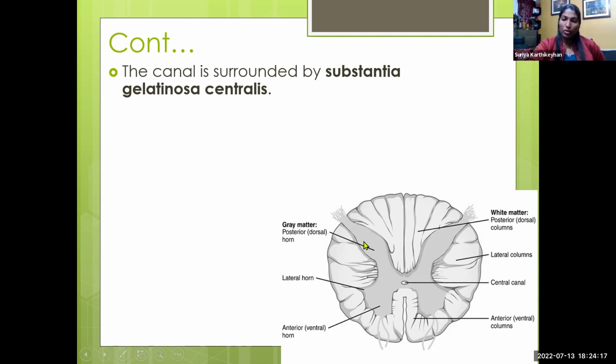This posterior horn reaches the surface of the spinal cord. But the anterior horn, though it is broad, falls short of it. It is not reaching the surface. Whereas the posterior horn reaches the surface of the spinal cord.